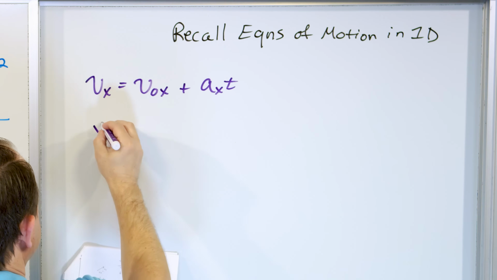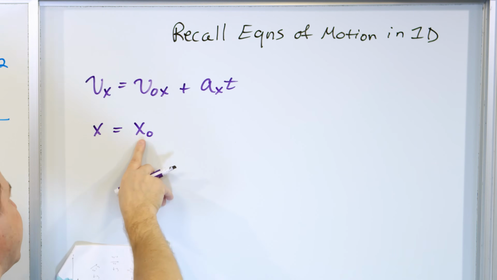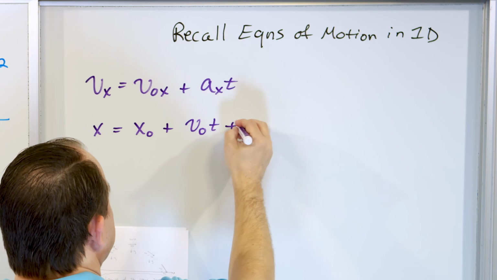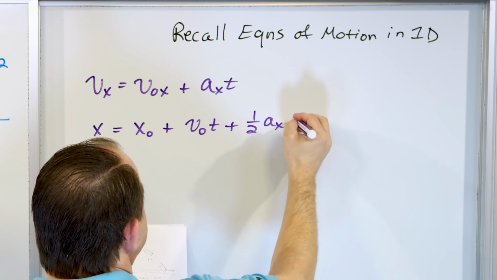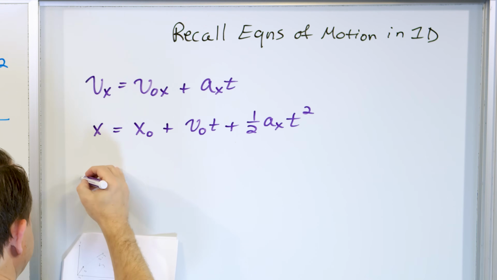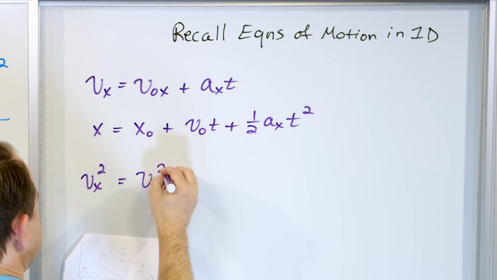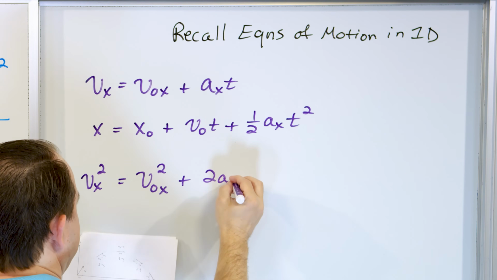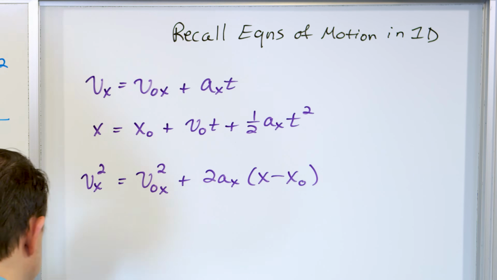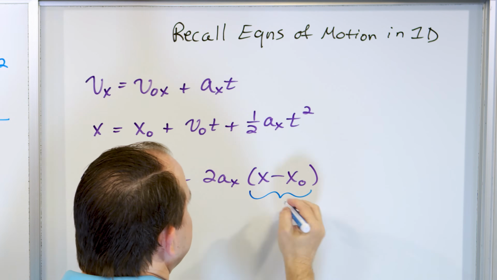And then we also used x is equal to x naught, so the position at some time in the future is equal to wherever you start from, plus v naught t, plus 1/2 times a in the x direction, of course, t squared. That was the second equation. And then we also derived a third equation: v x squared is equal to the initial velocity in the x direction squared, plus 2 times a sub x times (x minus x naught). x minus x naught is however far the thing travels, so you could say delta x, how far the thing moves.